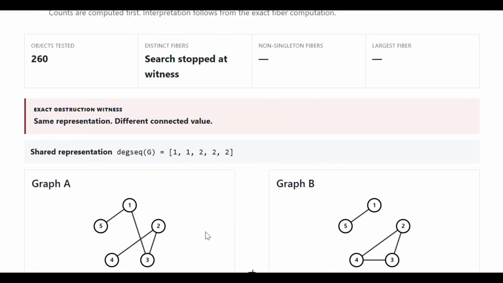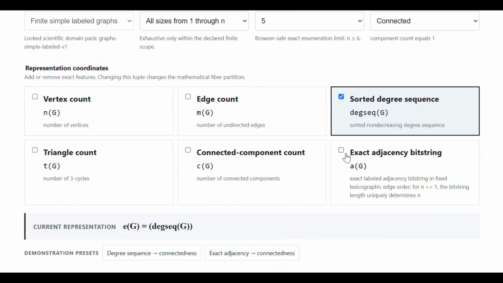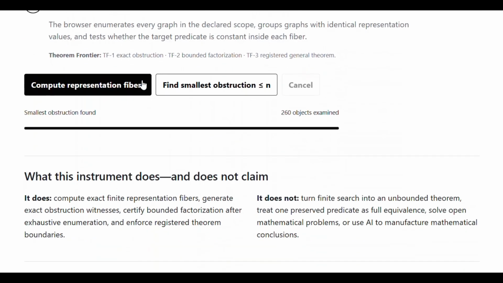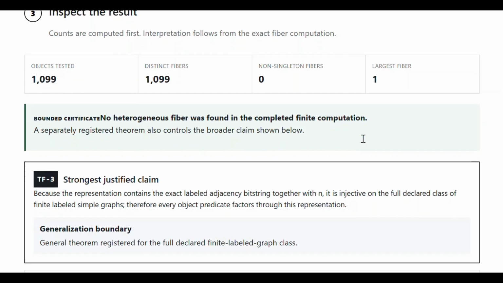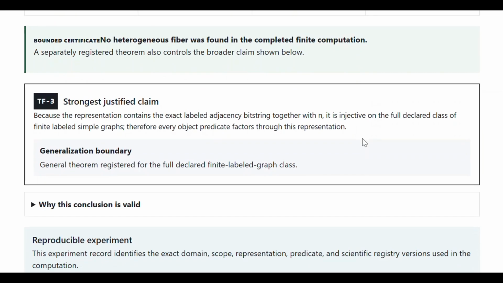Now I will change only the representation. Instead of compressing each graph down to its degree sequence, I retain its exact labeled adjacency information. The mathematical question has changed because the information available to the representation has changed. Now, different graphs no longer collapse onto the same exact representation. The representation is injective. It uniquely determines the graph. Together with the UIM criterion and the registered graph theorem, the frontier changes to TF3, a general result for the declared mathematical domain. The interface did not change its opinion.